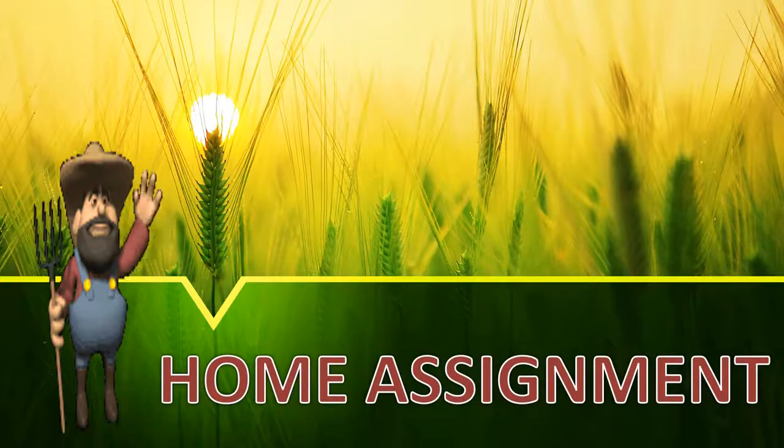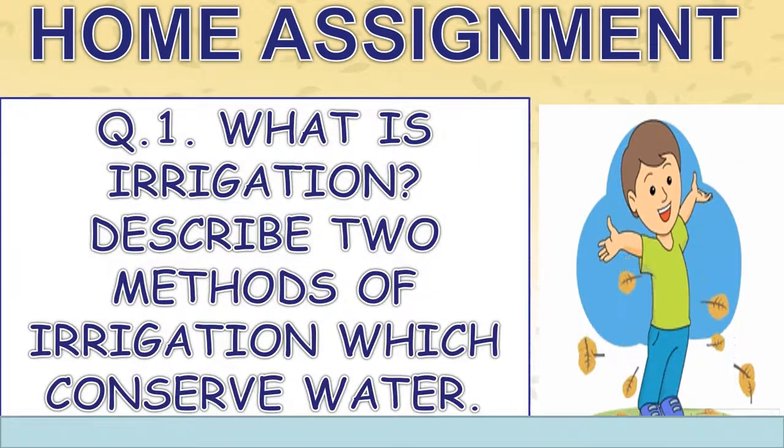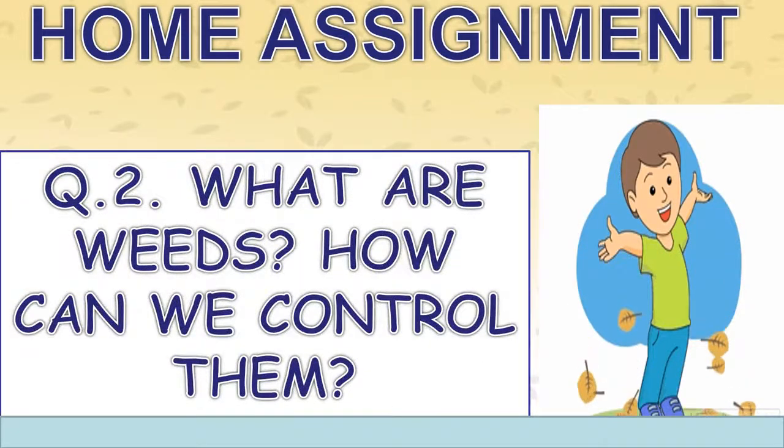Time to note down your home assignment. Question number 1. What is irrigation? Describe two methods of irrigation which conserve water. Question number 2. What are weeds? How can we control them?